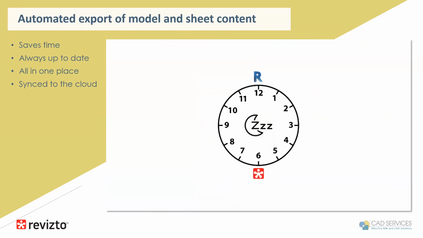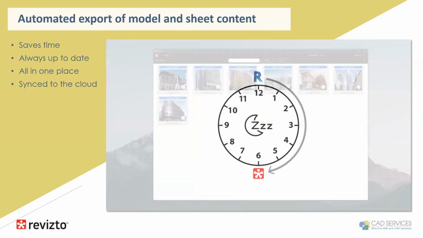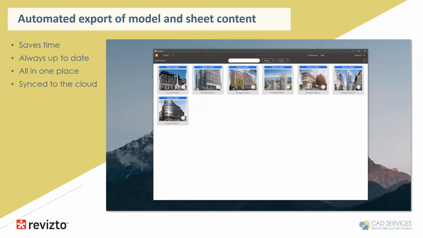We only have to go to one place to review everything that's relating to the project. Versioning is kept with each export, and at any point, we can review older models and sheets that have been exported from previous days, weeks, and months. It's all stored in the cloud.